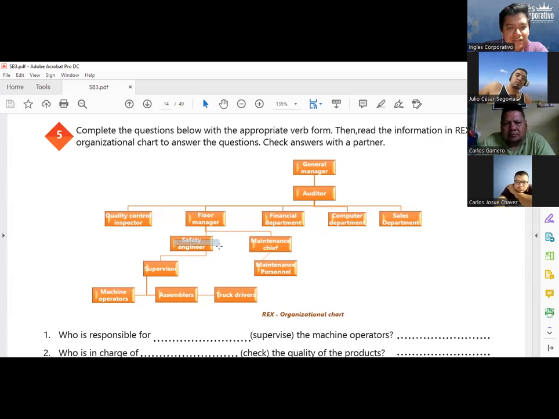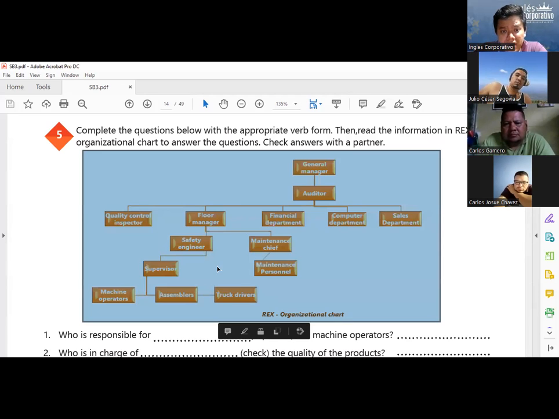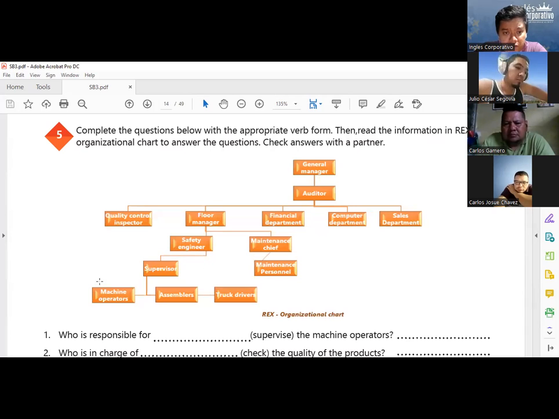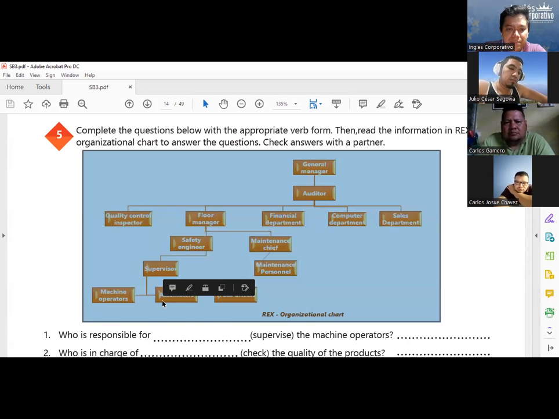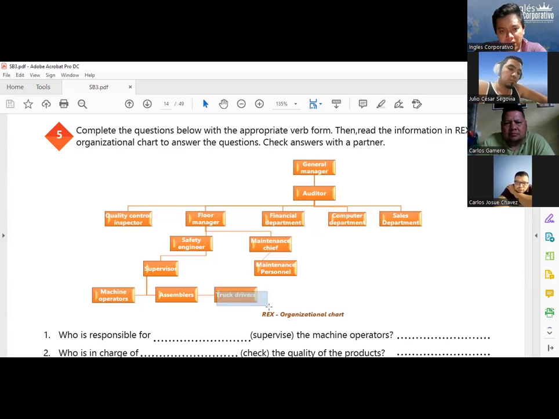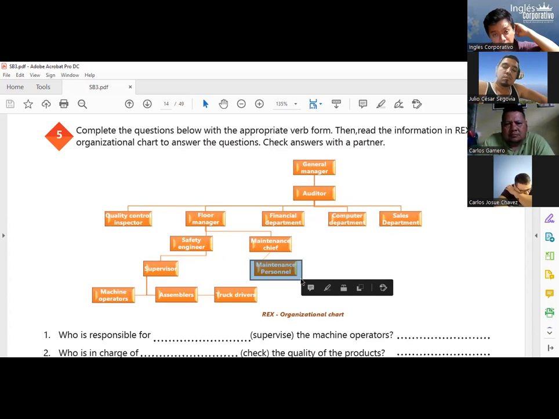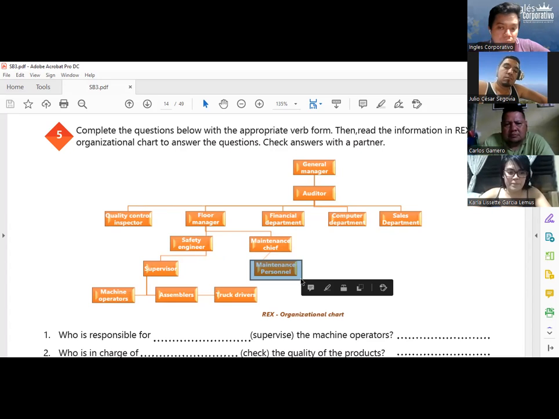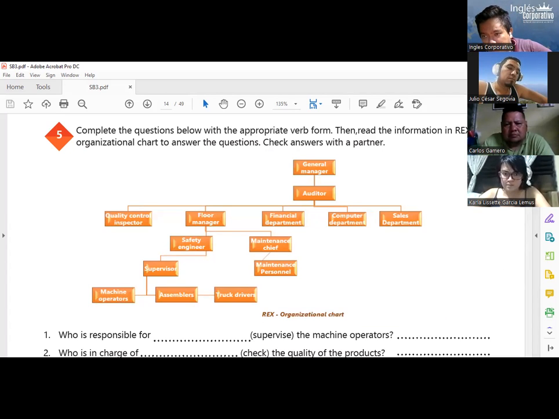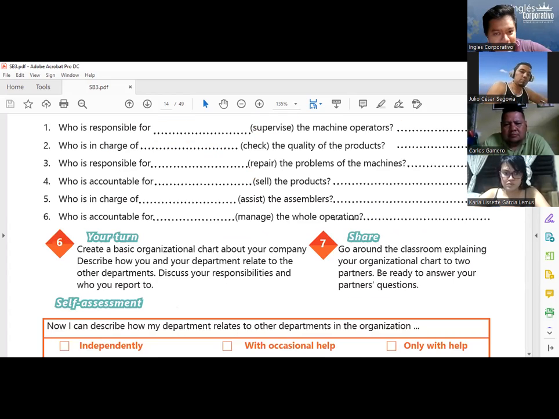And in here, we got some extra divisions. Check this out. The safety engineer, all right? And then after the safety engineer belongs to the supervisor. And the supervisor is in charge of the machine operators, assemblers, and truck drivers. Look at this. And the safety engineer is also in charge of maintaining shift and the maintenance personnel. So basically, esto comprende un organizational chart o un organigrama, okay? ¿Para qué estoy mostrando esto? ¿Por qué lo estoy mostrando? Porque acá lo vamos a necesitar.